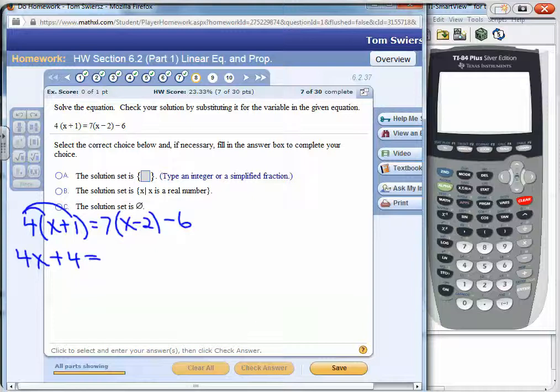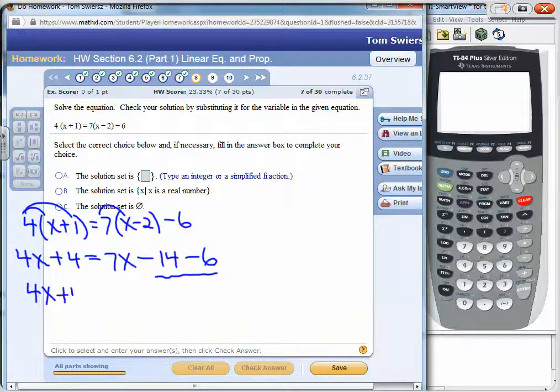We must distribute the 7 on the right side over the quantity x minus 2. So 7 times x is 7x. Copy down the subtraction. 7 times 2 is 14. Now notice the parenthesis ends, so the 7 doesn't distribute over the 6, so we just copy down minus 6. Now the next step is we can combine the negative 14 minus 6, because they're both constants, so we can group them together.